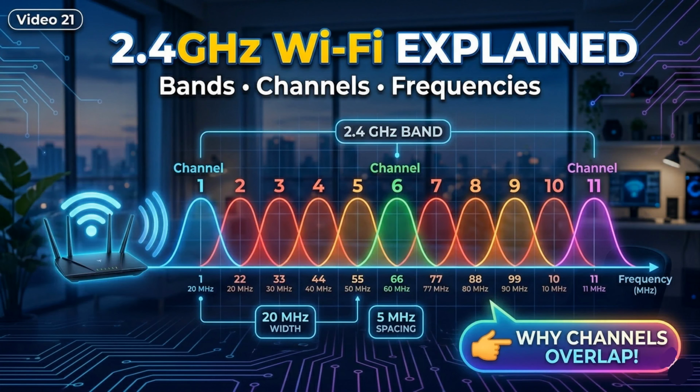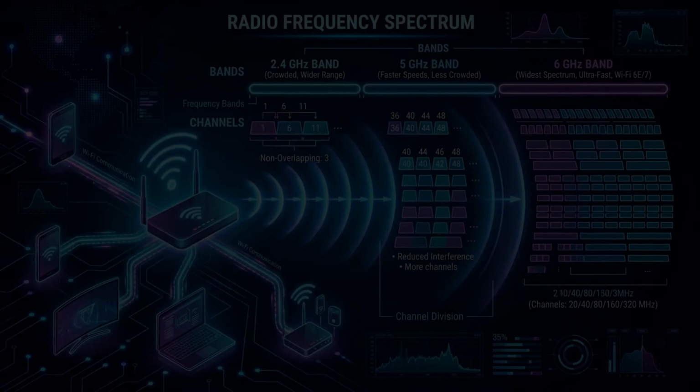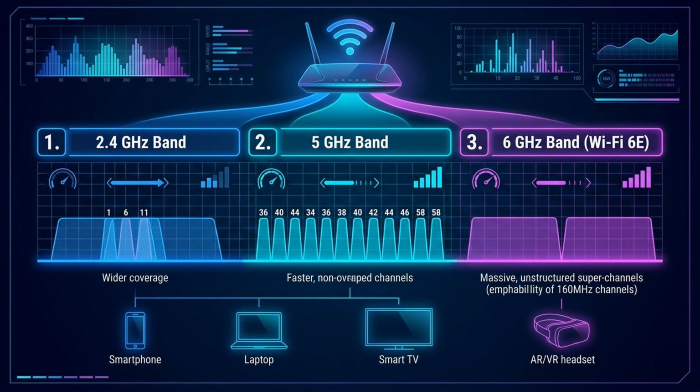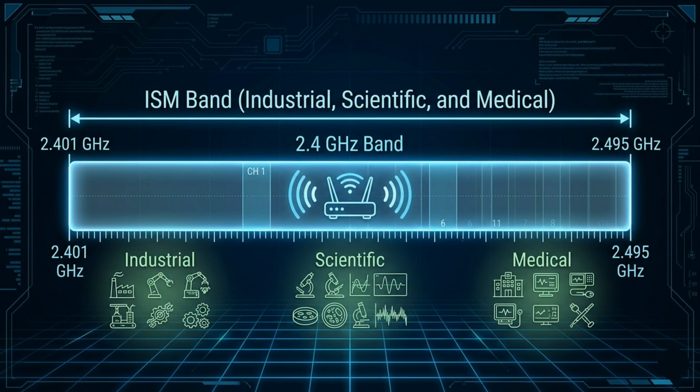2.4 GHz bands, channels, and frequencies. All Wi-Fi connections around us work using radio frequencies, which are organized into bands, channels and frequencies. Wi-Fi operates across 3 frequency bands, with the third band introduced recently as part of the Wi-Fi 6E standard. 2.4 GHz, 5 GHz, 6 GHz bands. The 2.4 GHz band is also known as the ISM band, with a frequency range from 2.401 GHz to 2.495 GHz and channels from 1 to 14.